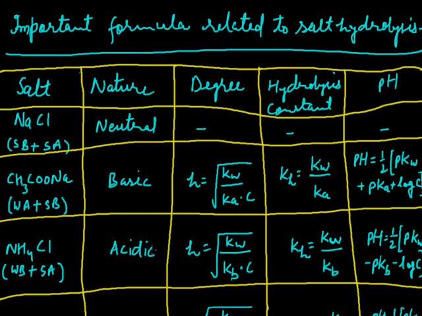Then for salts consisting of a weak base and strong acid, the nature of the solution is acidic. Degree is equal to under root Kw upon Kb into C. And hydrolysis constant Kh would be equal to Kw upon Kb. And pH would be equal to half pKw minus pKb minus log C.